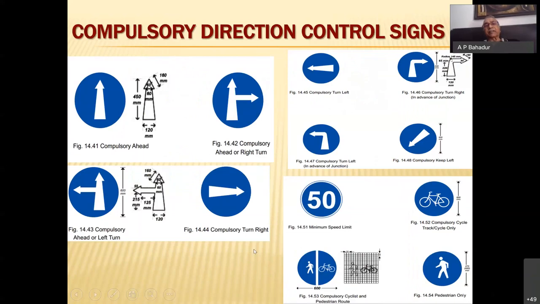These are compulsory direction control signs. So straight ahead, straight and left, straight and right, compulsory right, compulsory left, compulsory straight and left turn, compulsory keep left, compulsory speed of 50, compulsory cycle track, compulsory cycle track and pedestrian, compulsory pedestrian only. So these are some of the compulsory direction control signs, which have a blue background and white legends.